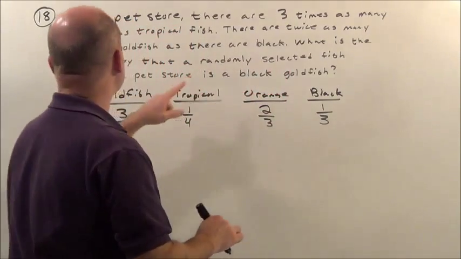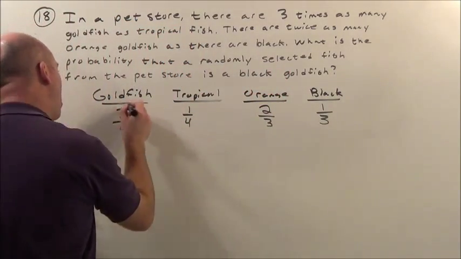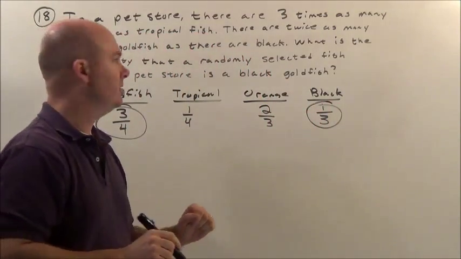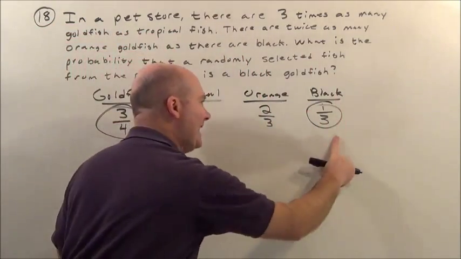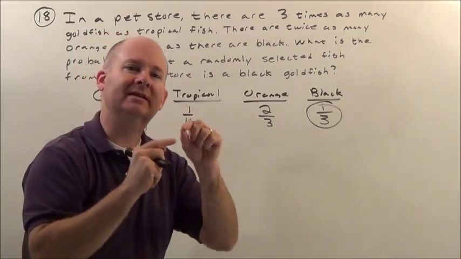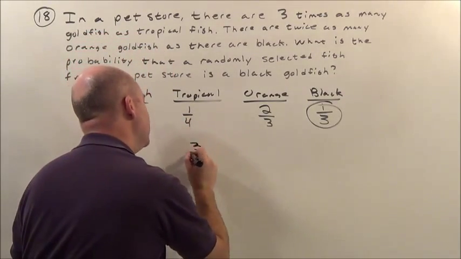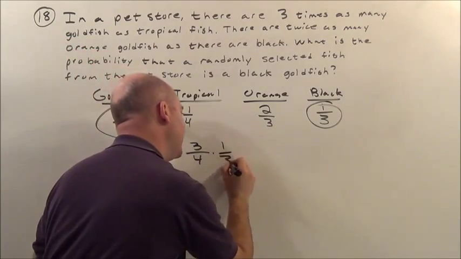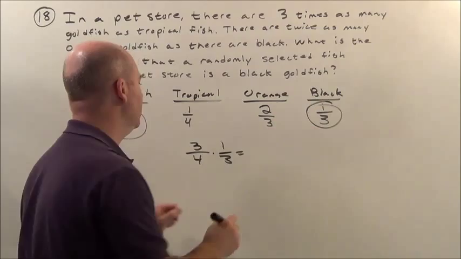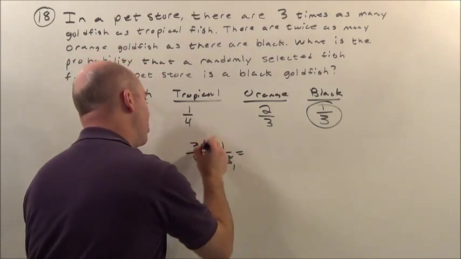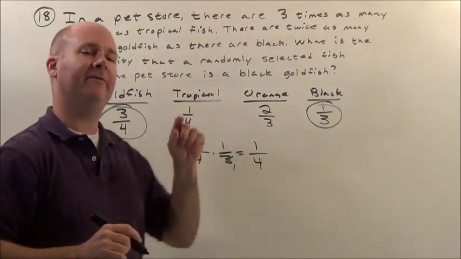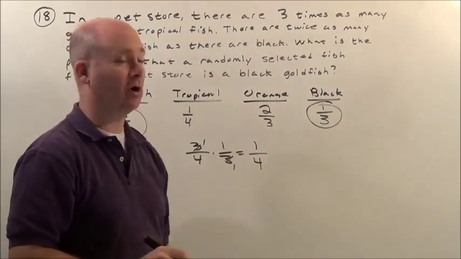Now, it wants to say, what's the chance you're going to draw a goldfish and it's going to be a black goldfish? So you need this to happen and this to happen. This is when you multiply the probabilities. 3/4 chance I'm going to get a goldfish. A 1/3 chance it's going to be black. So this is going to give me 3's will cross out and become 1's. I have a 1 out of 4 chance of getting a black goldfish.